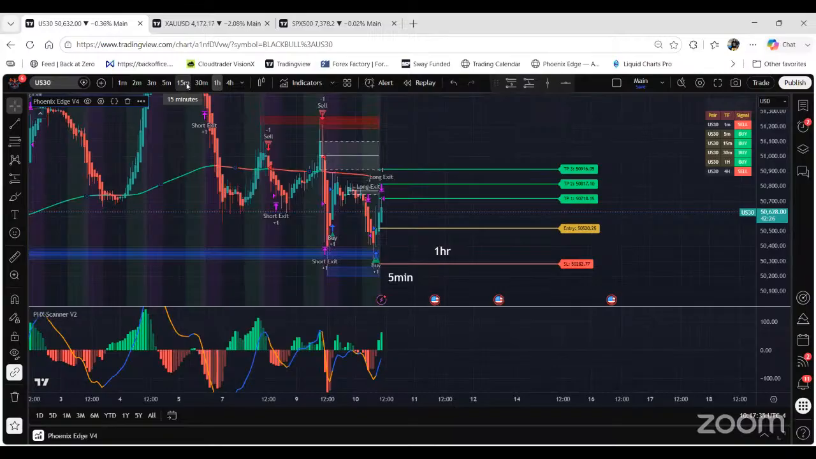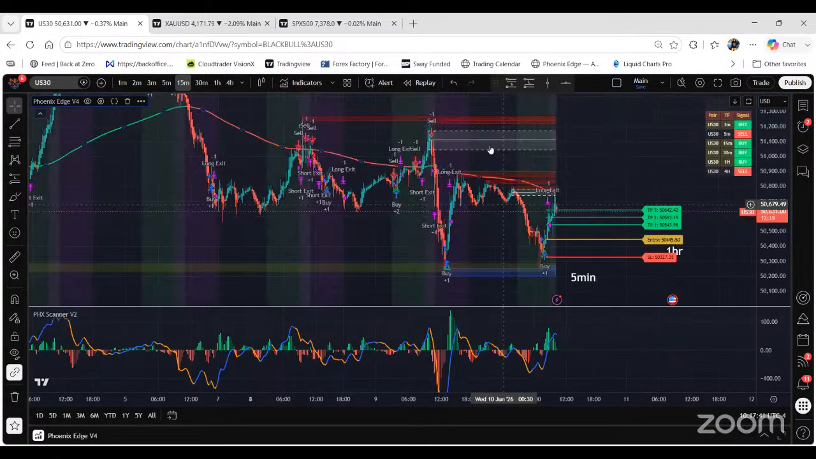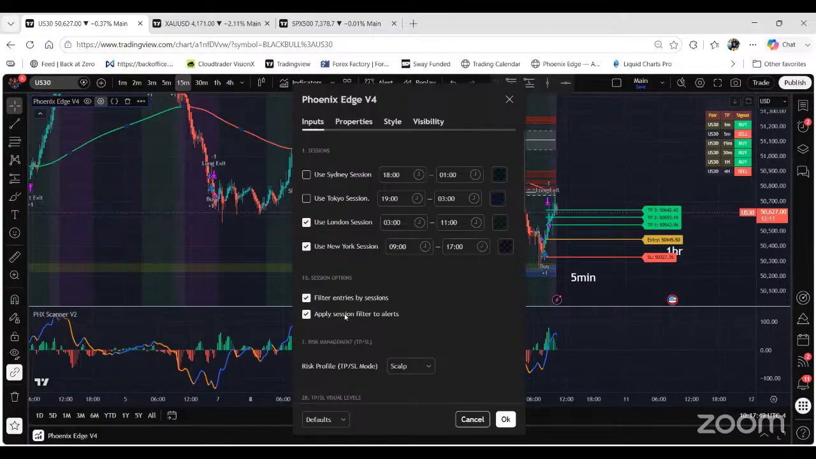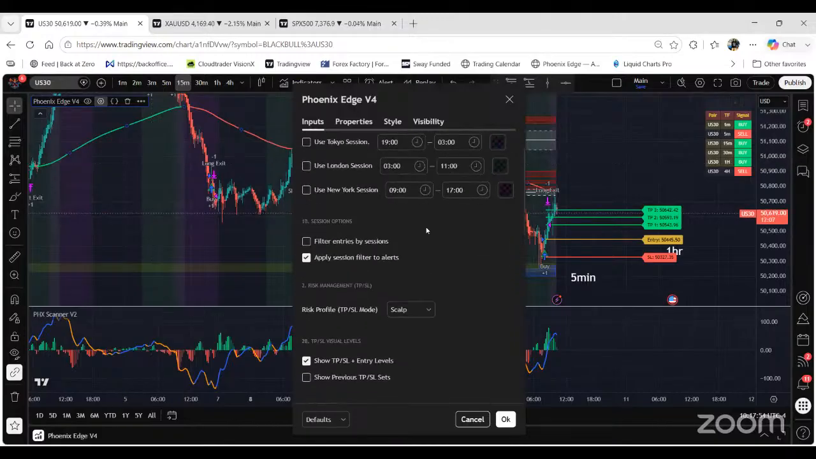And let me drop down to a lower time frame so you can see it more clearly. All right, so any signals outside of London and New York, you won't see, they'll disappear. Got rid of the whole thing. All right, get rid of those.